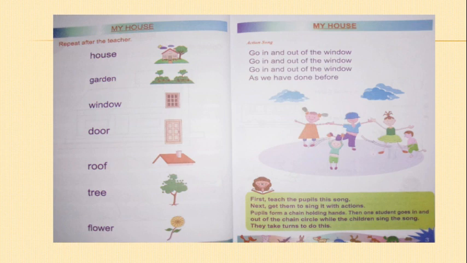Children, now I will read names of some of the pictures. You have to repeat after me. House, garden, window, door, roof, tree, flower. House means mane. Garden means tota. Window means kitaki. Door means bagilu. Roof, chavani. Tree, mara. Flower, huvu.